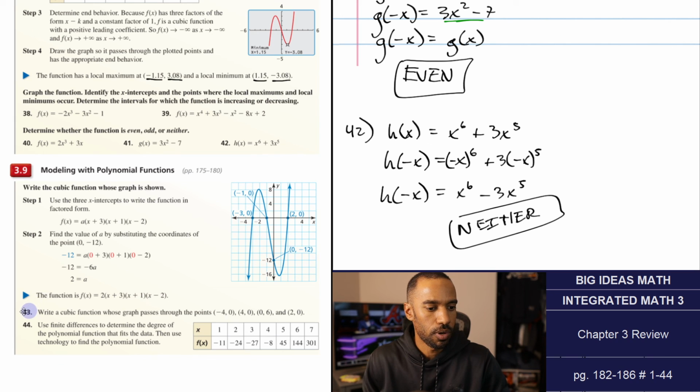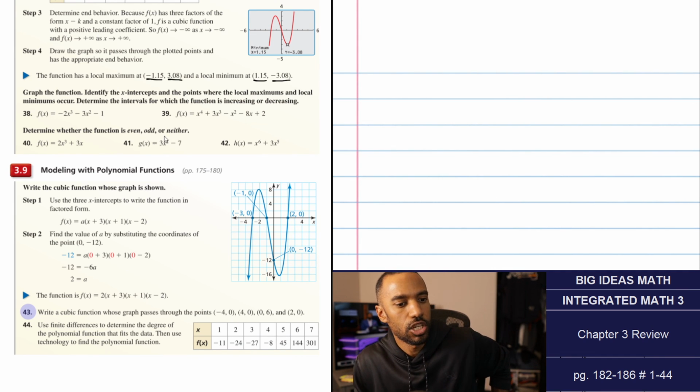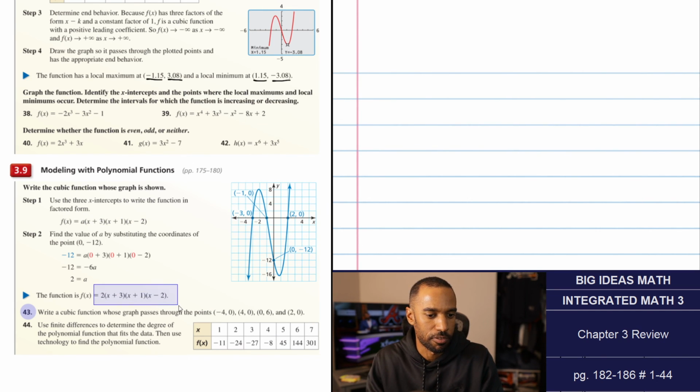All right, we have 2 more questions. We have an example to cover for this last section, modeling with polynomial functions. This example says, write the cubic function whose graph is shown. They give you 3 points as x-intercepts, which is great to write in factored form. And they're going to keep it in factored form for the final answer, by the way.